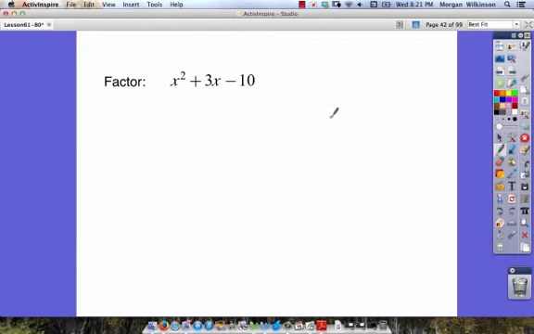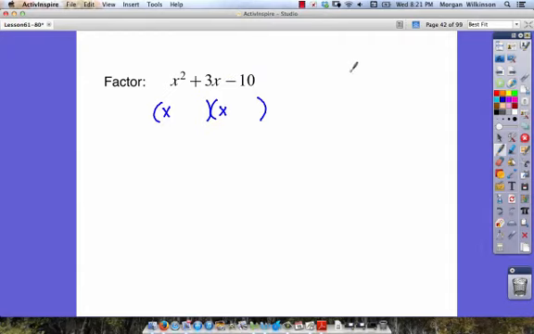Here we've got a factor, x squared plus 3x minus 10. So when we factor, we're going to get two binomials for our answer. We're going to have x and x out front, because x times x is x squared. Now we've got to think of what multiplies to negative 10 and adds to positive 3.